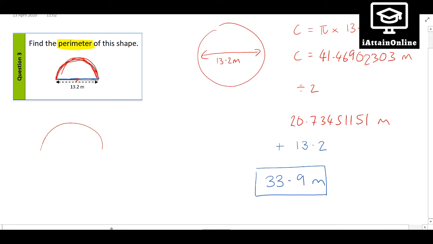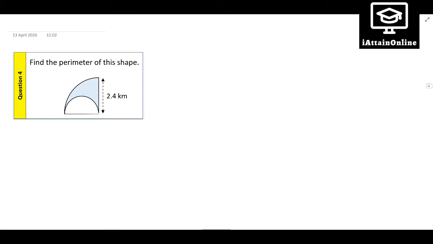Okay, that's that one. Final example. This is a combination of all the different kinds of questions that we've looked at so far. So this is a quarter of a circle and a semicircle, and I want the distance around the whole of that shape. So there's actually 3 parts to this question.